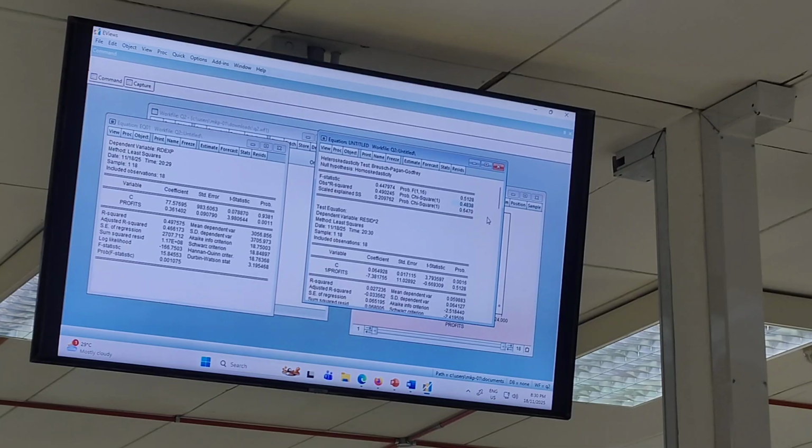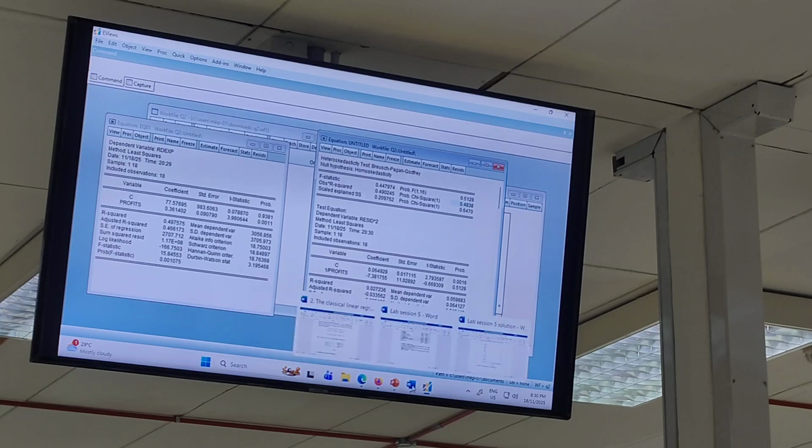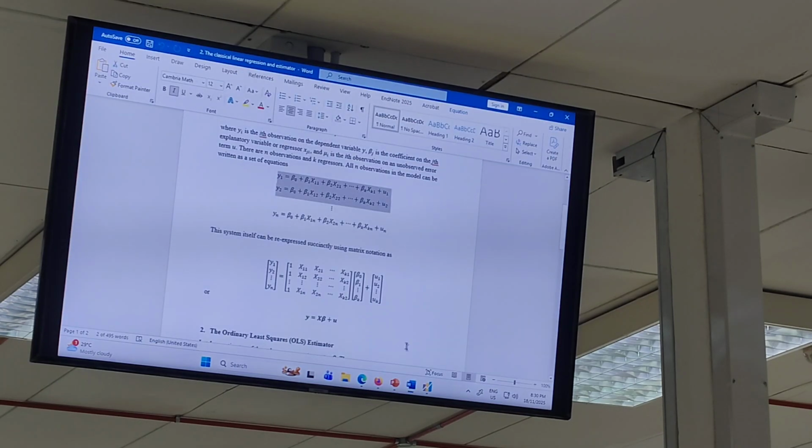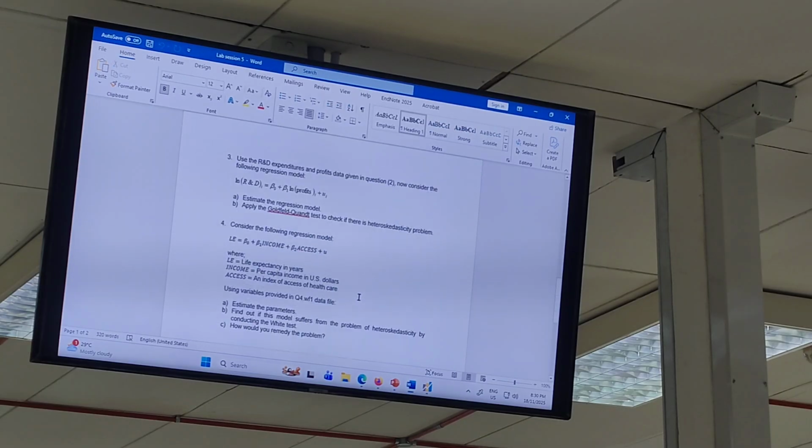Question number 3. Use log transformation, so use the double log model. Okay, this one you can try on your own. This one I will not show you. You have to split just like before. So this one I just show you. We perform it using log and then test using the tests that we discussed before.